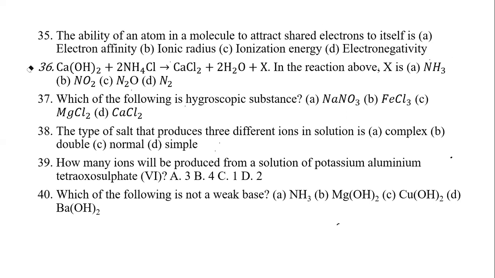The ability of an atom in a molecule to attract shared electrons to itself is what? Electronegativity. Electronegativity is the ability of an atom to attract shared electrons to itself. Question number 36 says that calcium hydroxide plus ammonium chloride is giving us what? Now, you know that any moment an ammonium salt reacts with a base, a hydroxide, the gas that must be given off is ammonia. So X is ammonia. That is the laboratory preparation of ammonia.